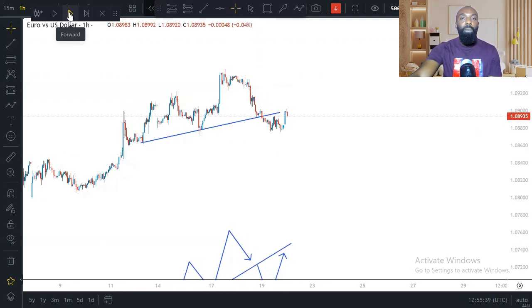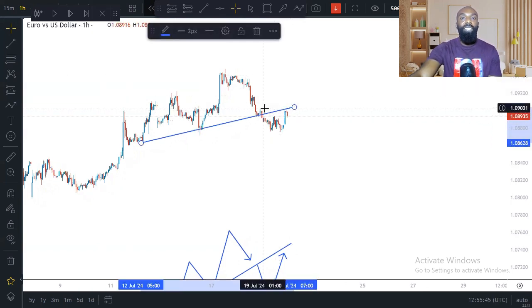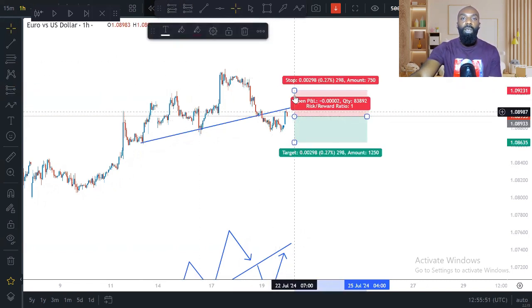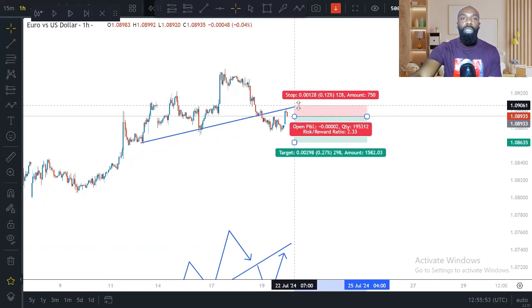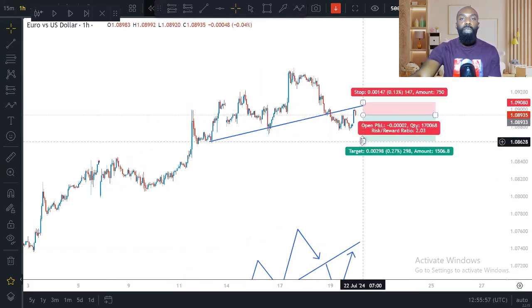Okay, at this point in time, I'll wait. As soon as the market hits this trend line here again, right? You can see this is it. Then I'm going to take a sell here. Okay, I'm going to take a short here. Okay, I'm going to put my stop loss here. Okay, then I'm going to take my take profit.